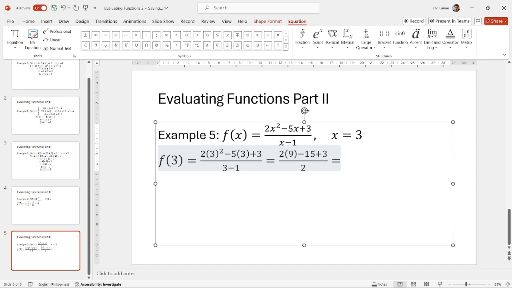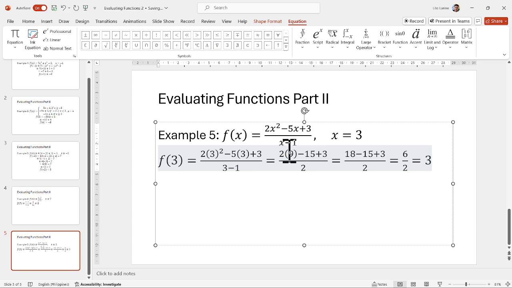Let's continue this. We have 2 times 9 is equal to 18 minus 15 plus 3 all over 2. And we have 18 minus 15 is 3, plus 3 is equal to 6. 6 over 2. And that is equal to 3.